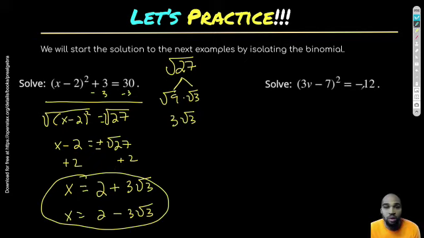Might you work this one on your own? See what you get. See if you come up with the same answer. Pause it here and work this one.